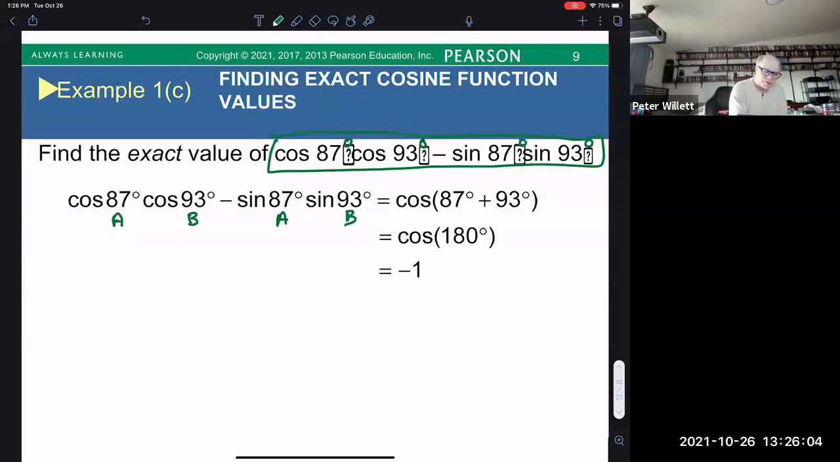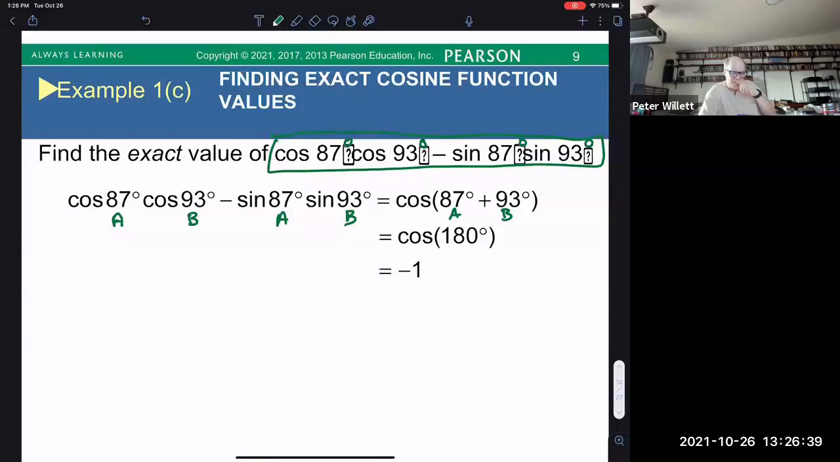But if we have this structure of an expression that we're supposed to evaluate, and we can see that it fits the identity formula on the right side for the cosine of A plus B, then we could say this difference of these products can be written as cosine of A plus B, where A is 87 and B is 93 as in degrees. And on top of that, when we add these up, it comes out to be a nice 180 degrees, and we know the cosine of 180 degrees is -1.